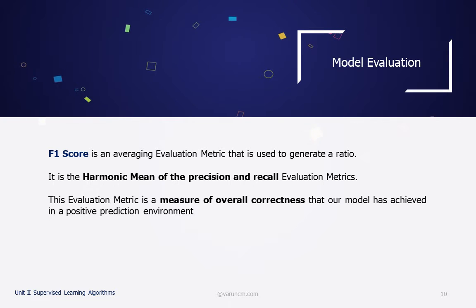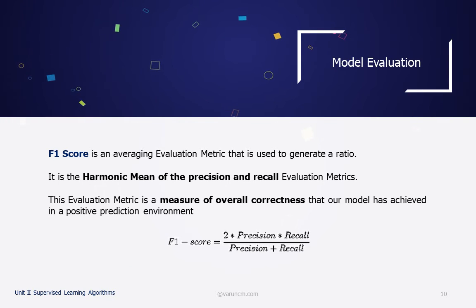The F1 score takes both the false positive as well as the false negative into consideration, because it takes both precision and recall. Precision takes the false positive and recall takes the false negative. So the F1 score considers both false positive and false negative. How you identify the F1 score is, you multiply 2 into recall into precision divided by recall plus precision.